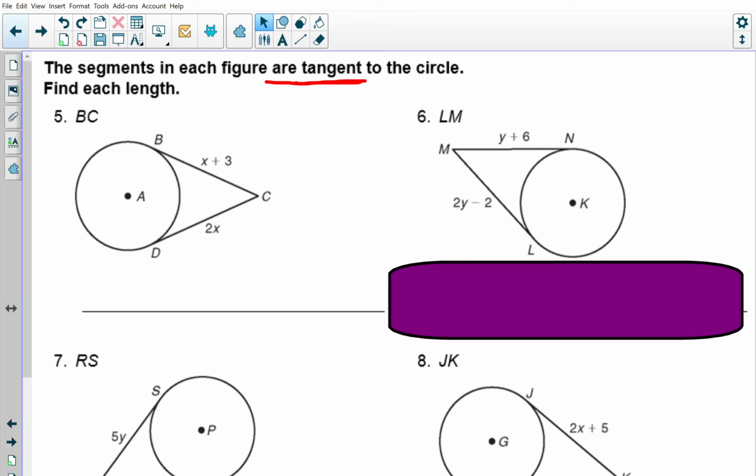Okay, here we go. This is some practice problems. We'll go with it. There you go.